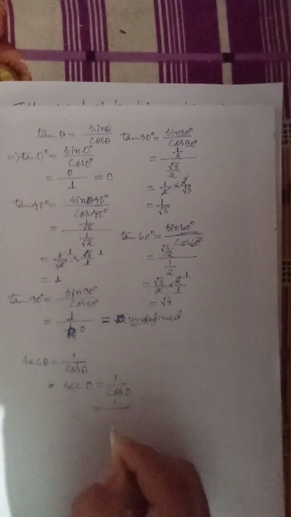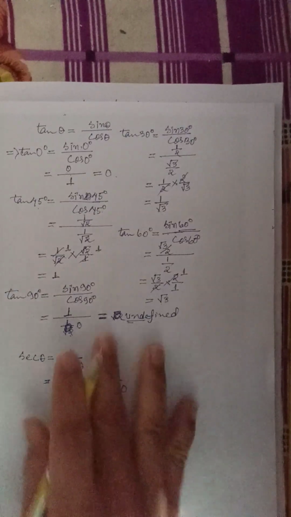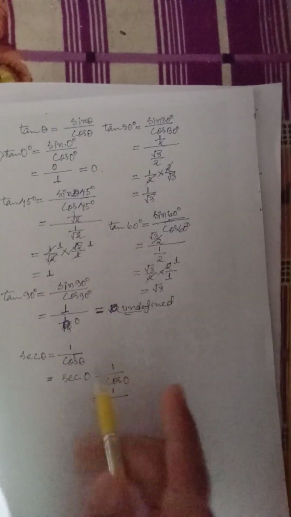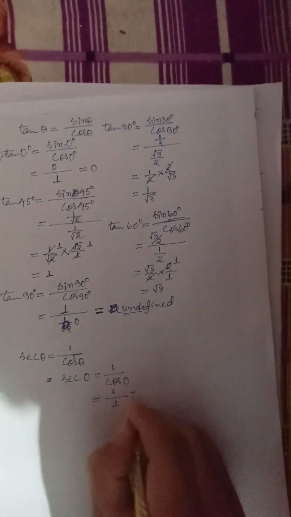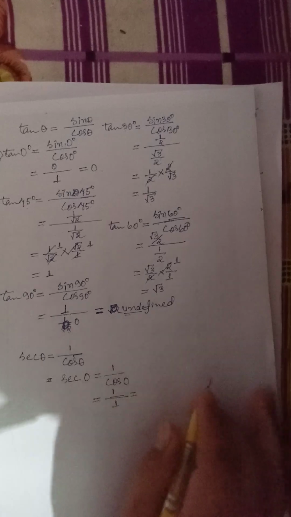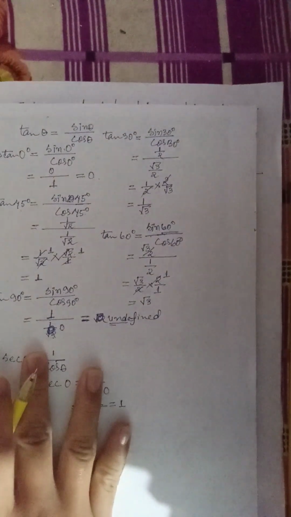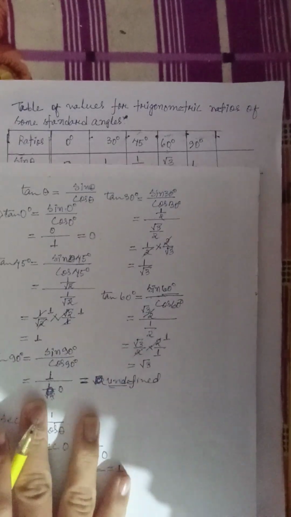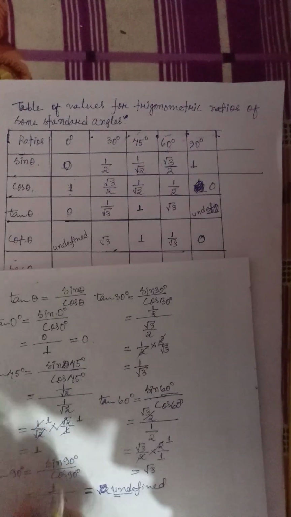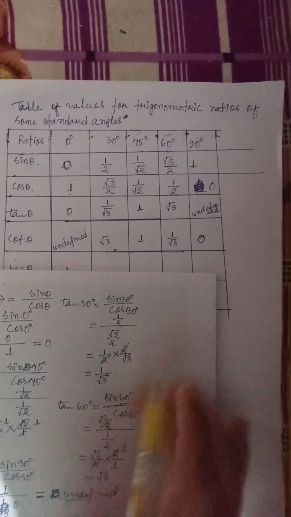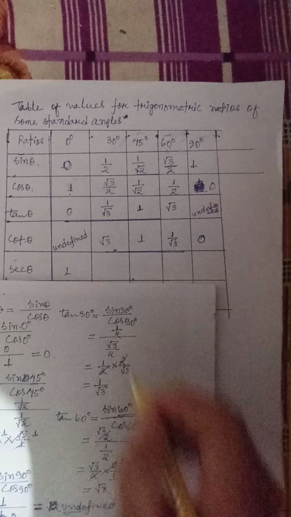And what is the value of cos 0 that we have? Cos 0 is 1, right? Means 1 by 1, and 1 by 1 will be 1. That means sec 0 degree is 1. Let me write here. And after that, we have sec 30.